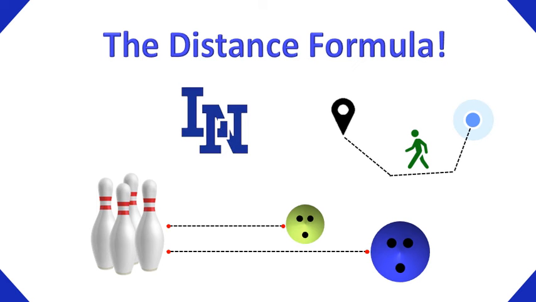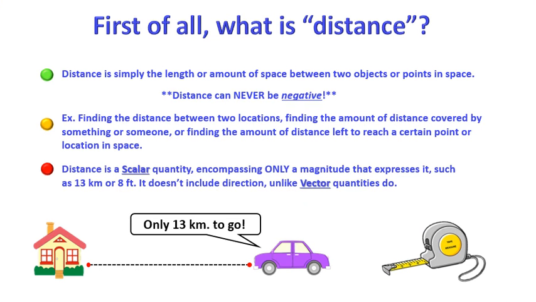In this video, we'll learn about the distance formula. First of all, what is distance? Distance is simply the length or amount of space between two objects or points in space. Distance can never be negative.